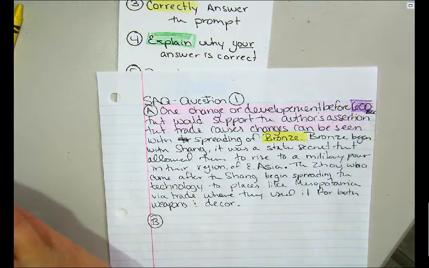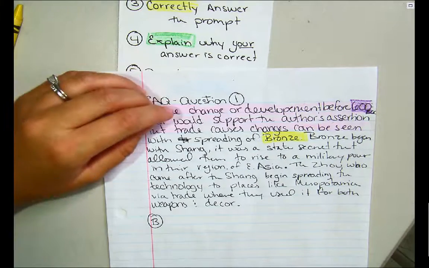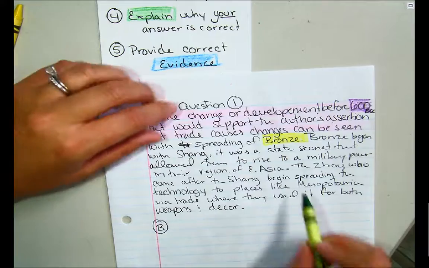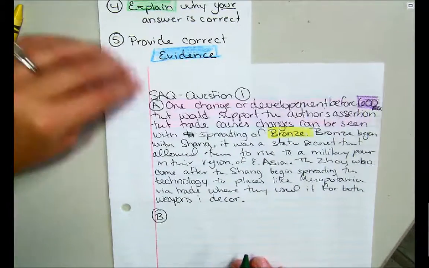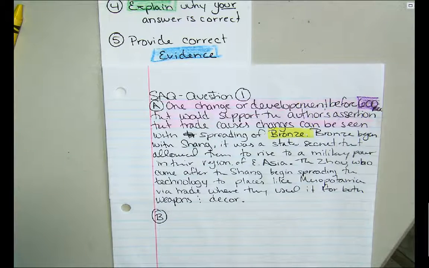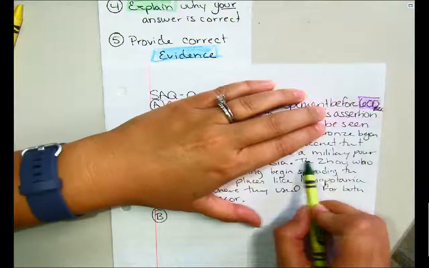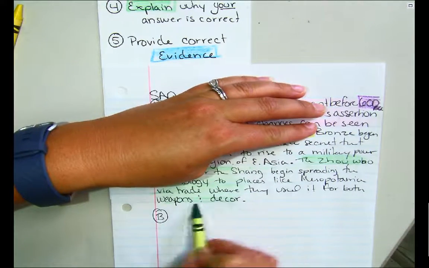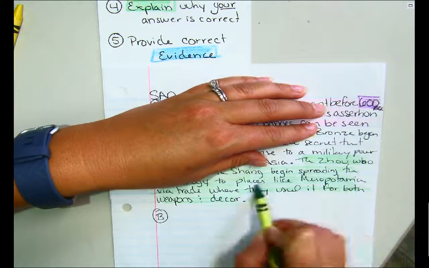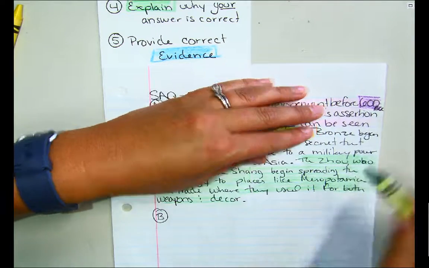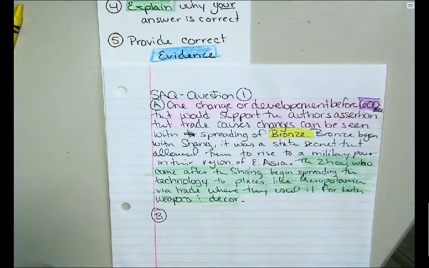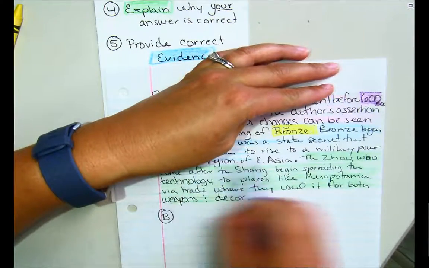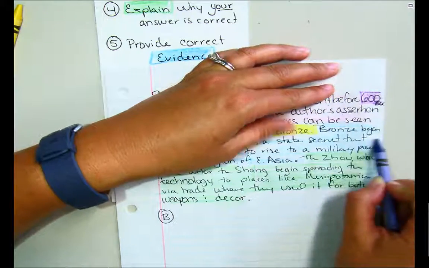With the color green, I am going to explain why their answer is correct. Bronze began with the Shang, and it was a state secret, so you have to do some reading for the green, people. The Zhou, who came after the Shang, began spreading the technology to places like Mesopotamia. This is the actual answer. This is the explanation of the answer. It's way down here. This is the actual answer that we wrote yesterday. The evidence is what we provided as the background knowledge that the Shang created it. That was a state secret with the Shang, but with the Zhou, it begins to be spread. That is your evidence.